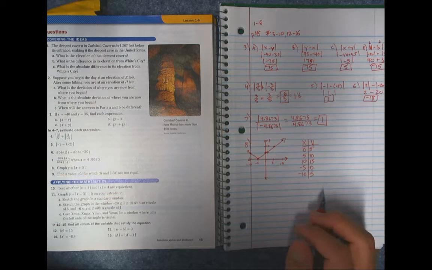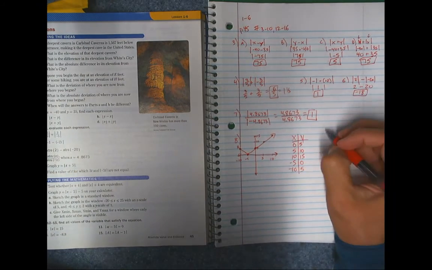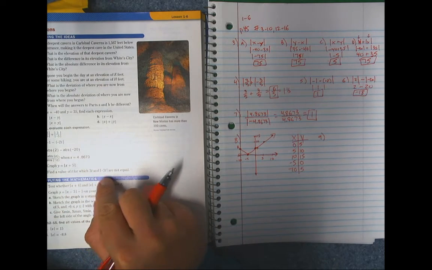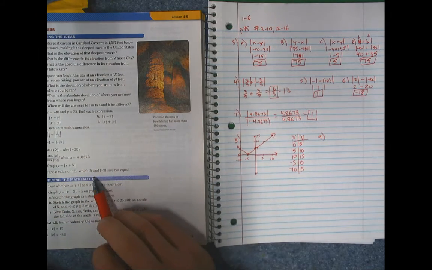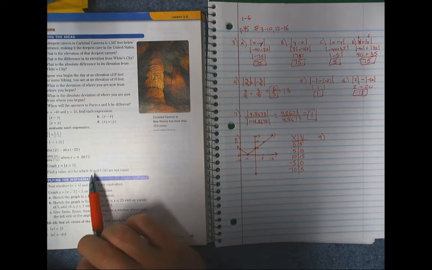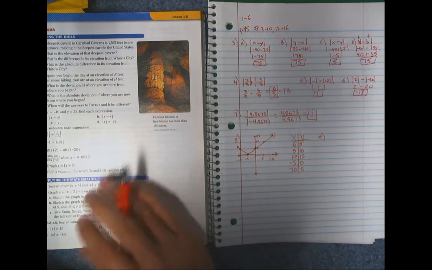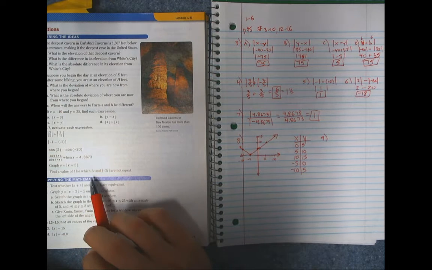Let's slide over here and do number 9. So we want to find a value for t in which this and this are not equal. So let's analyze the situation. First thing I always do is plug in a 0. So if I plug in 0 here and 0 here, I'm going to get 0 on both spots. So that's not a good example. When are they not equal?